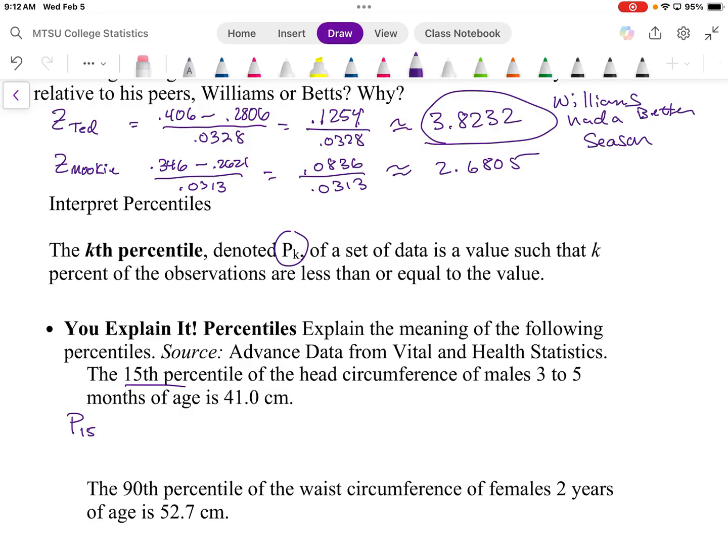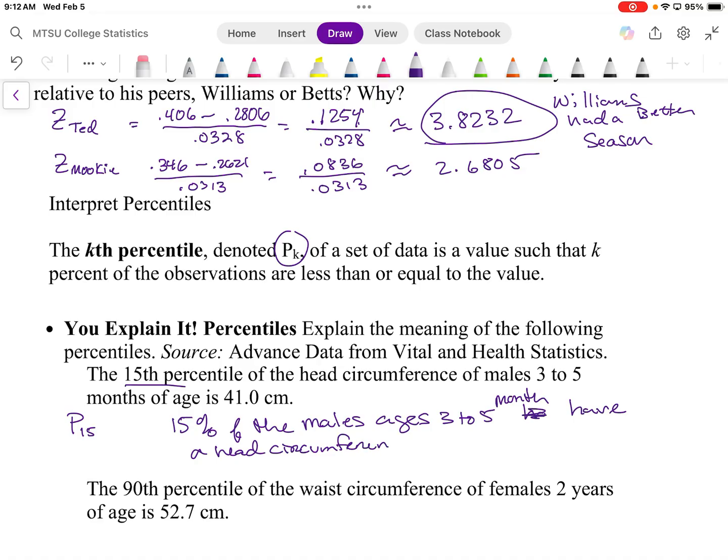We would explain it, meaning that 15% of the males ages 3 to 5 months have a head circumference less than 41 centimeters.